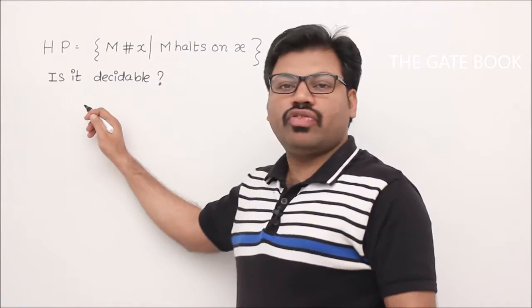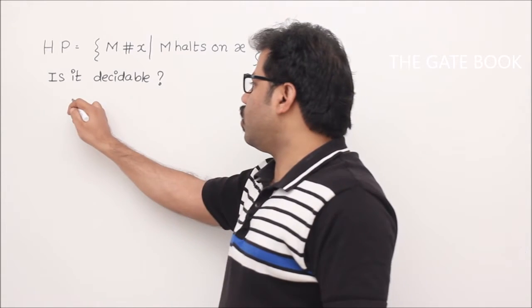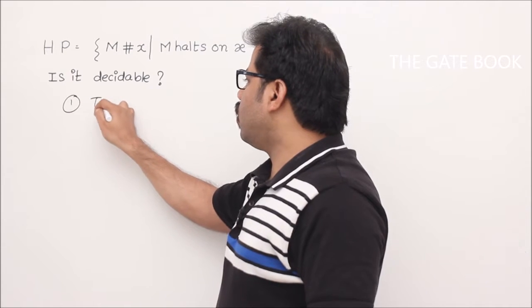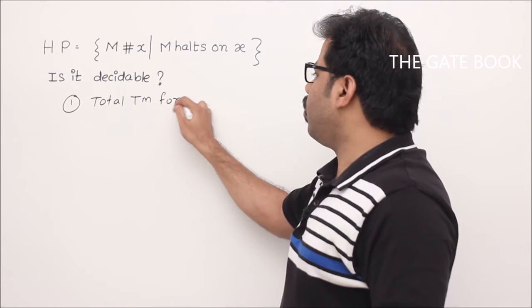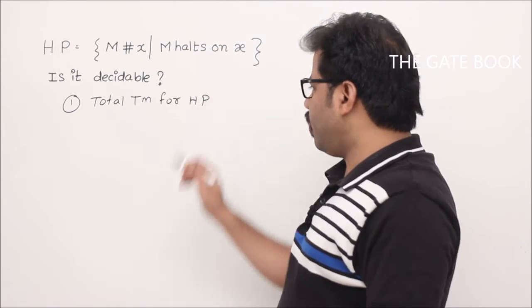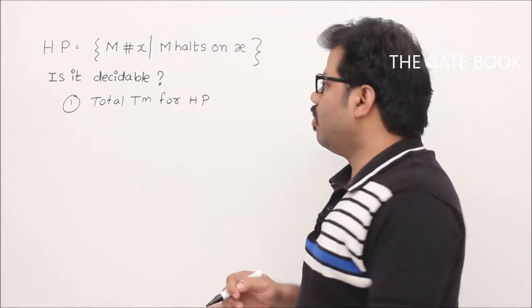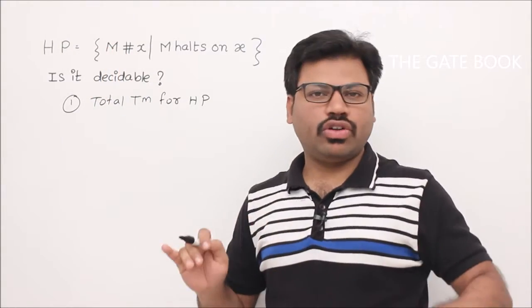First of all, this proof's model is proof by contradiction. We assume that there is a total Turing machine. Statement number 1: let's assume that there is a total Turing machine for the halting problem. If there is a total Turing machine, then the halting problem will become decidable. But I am going to prove that it is undecidable, that there is no total Turing machine.